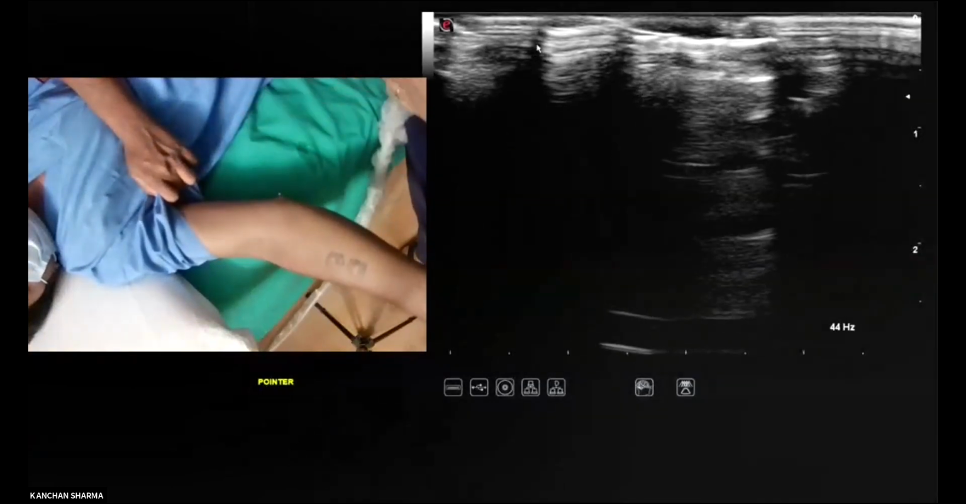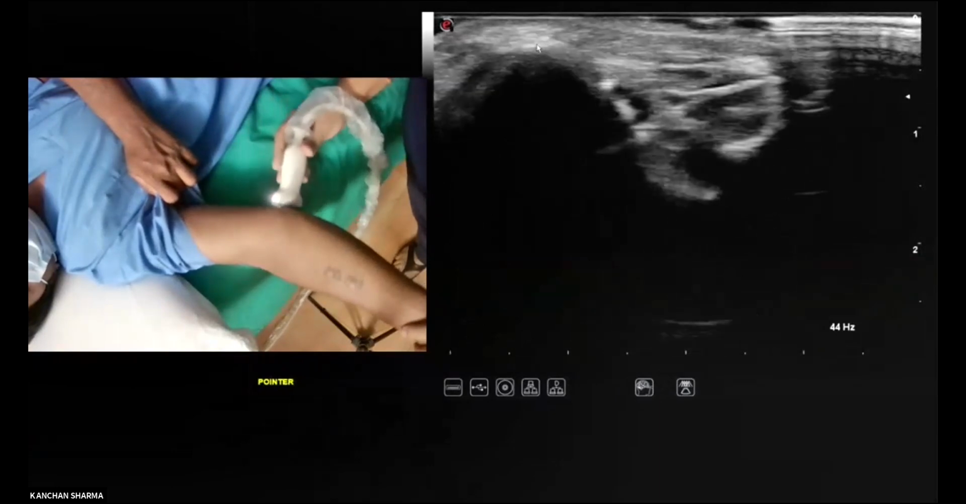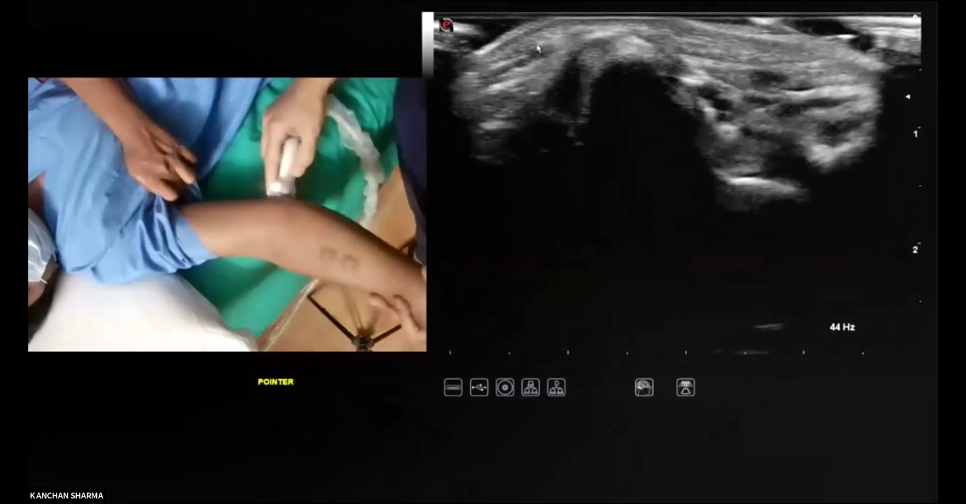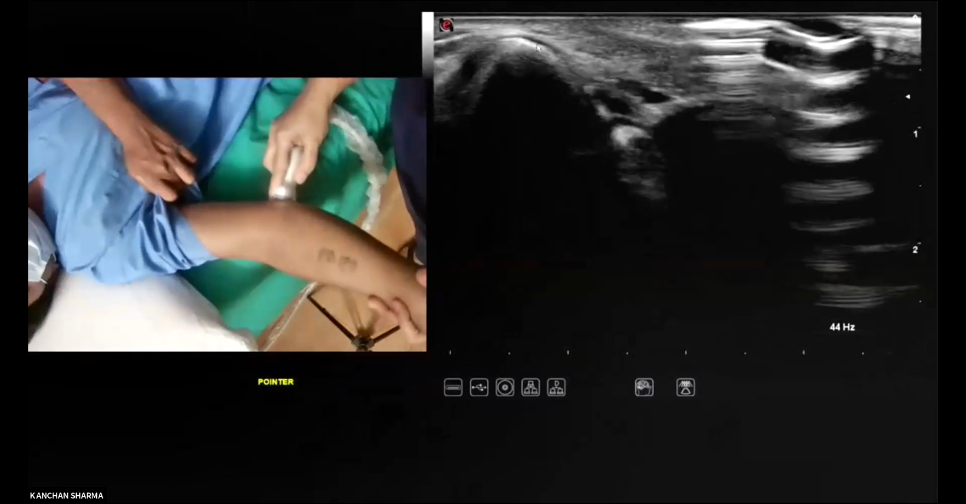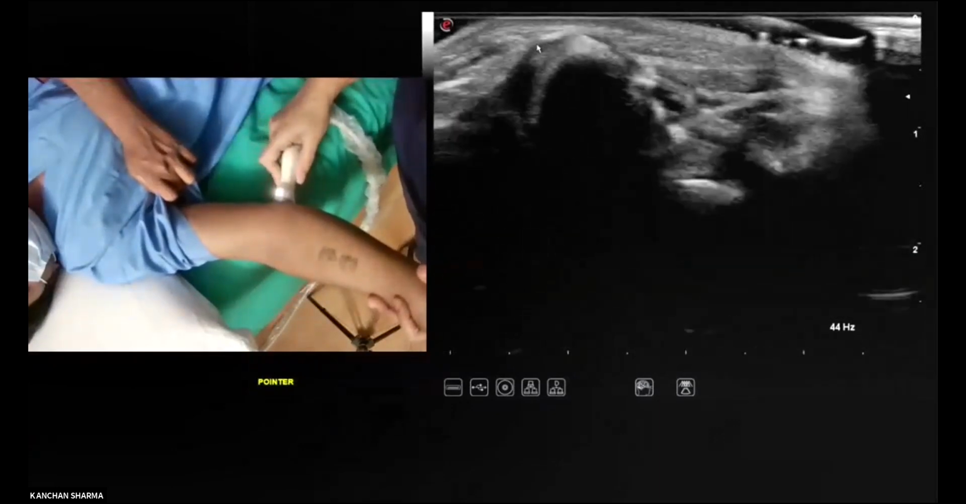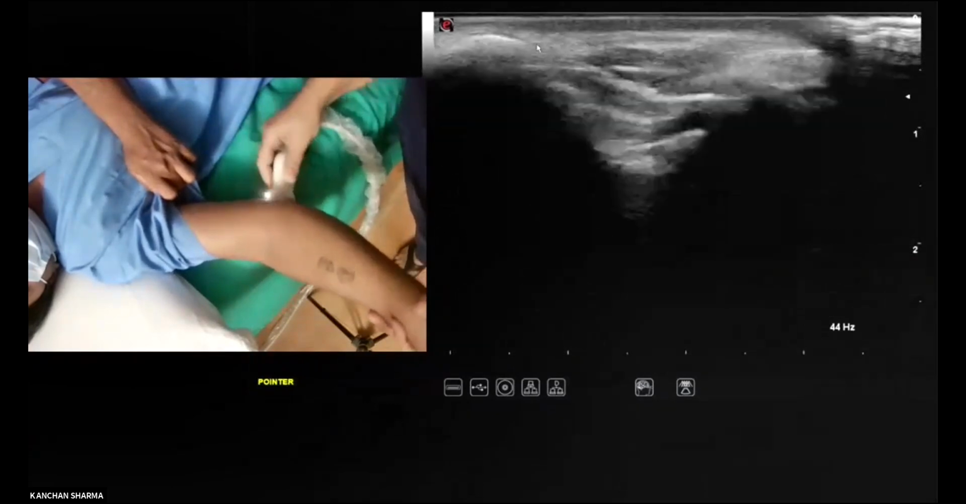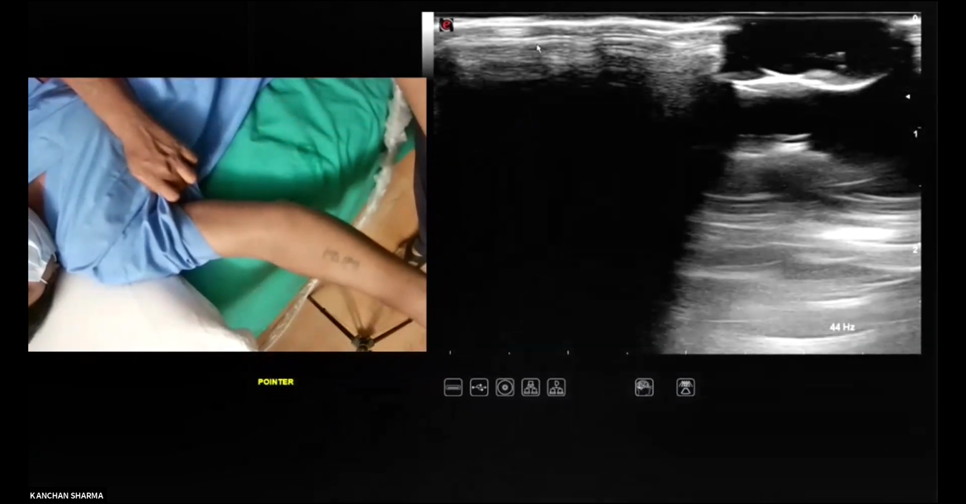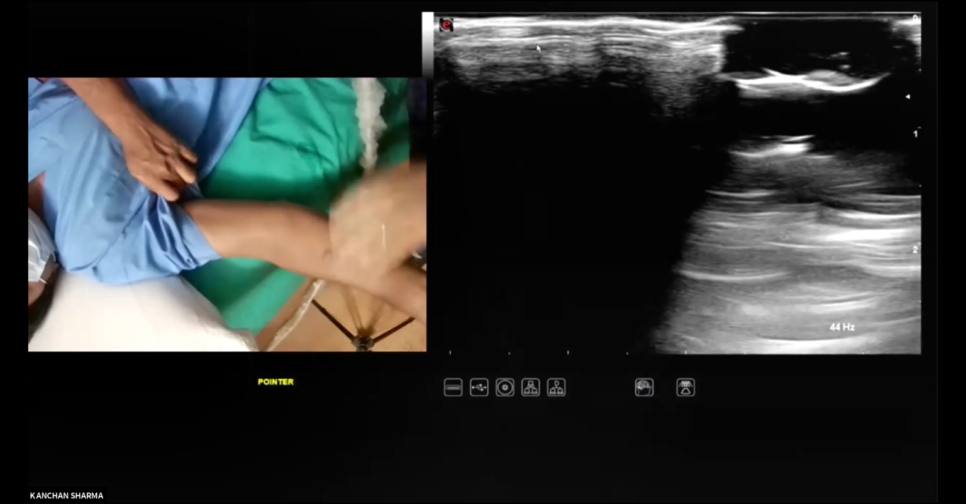And the probe position is also the same. The marker is on the medial epicondyle. So what you are seeing laterally is the medial epicondyle. I'll just try to get the best picture so that from there we can start the scan.